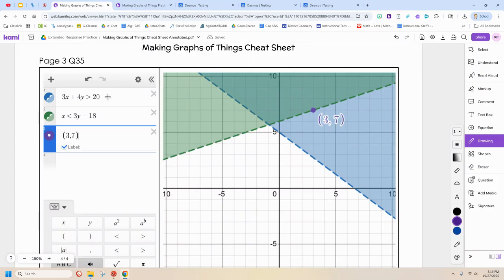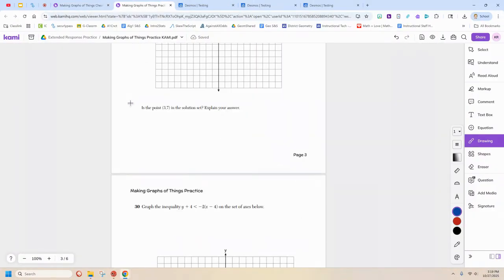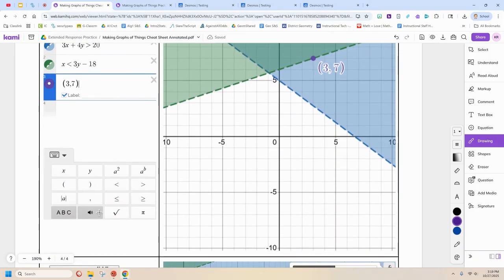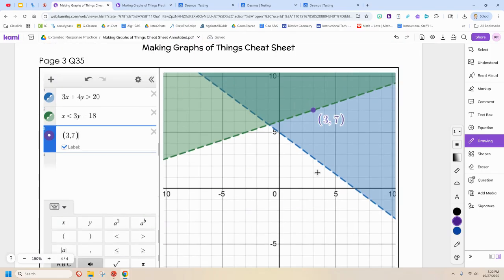First of all, I can put everything in, and then I also put in the point, which is part of the question down here at the bottom. Is the point 3, 7 in the solution set? Explain your answer. So I did that so I could see that that point is on a dotted line. Your inequality symbols are in here as well. So you can see your less than, greater than, less than or equal to, greater than or equal to. So you don't have to look too far, except you do need to open up the keyboard. You can see that I zoomed out.